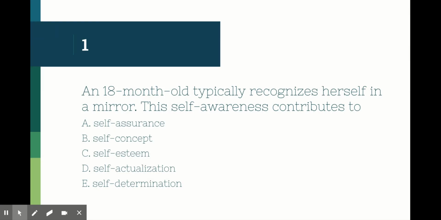Okay, some multiple choice questions for you, then you're done. So first, number one, an 18-month-old typically recognizes herself in a mirror. This self-awareness contributes to what? Go ahead and select. The correct answer is B, self-concept.